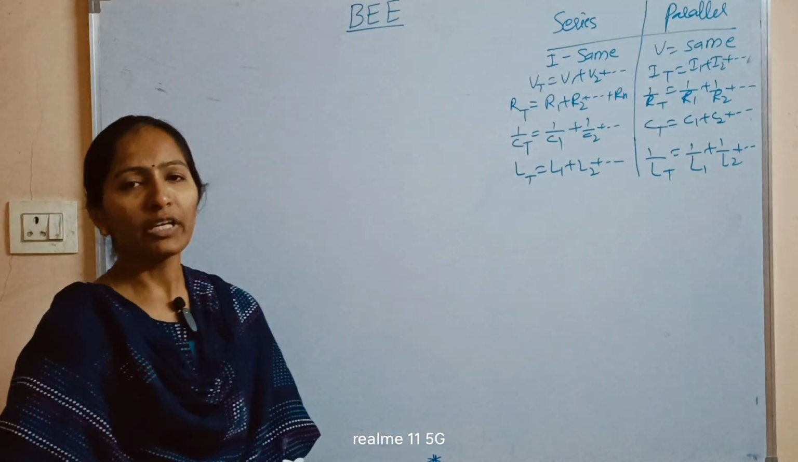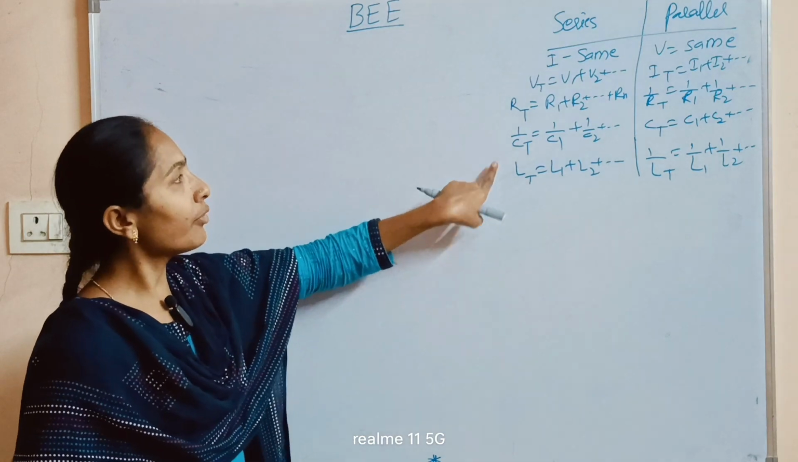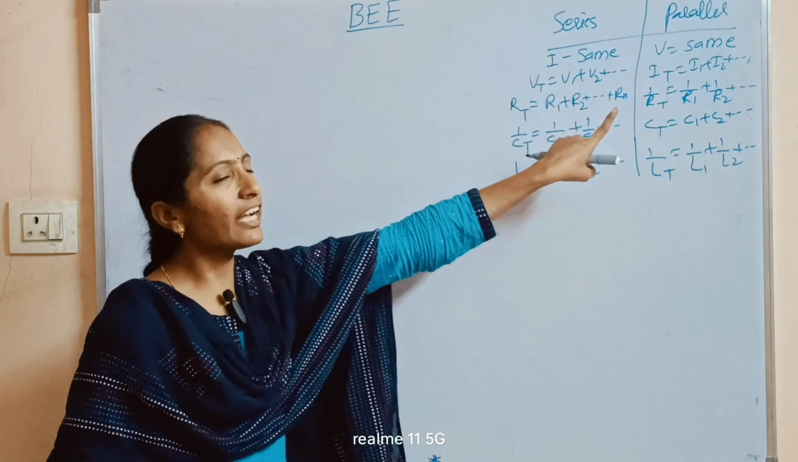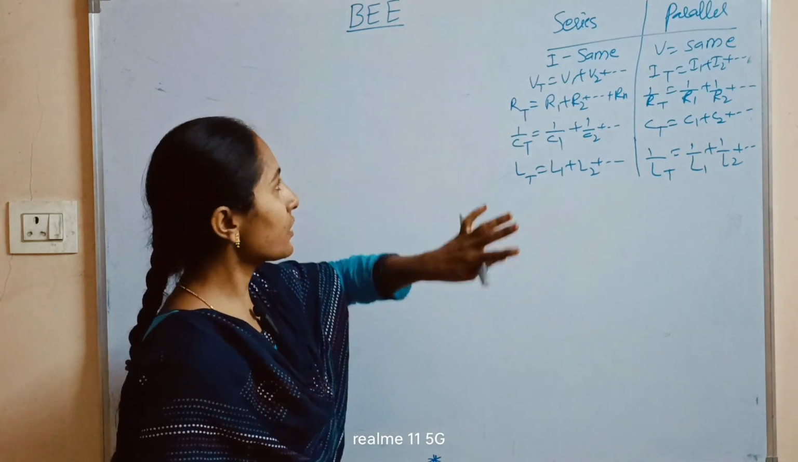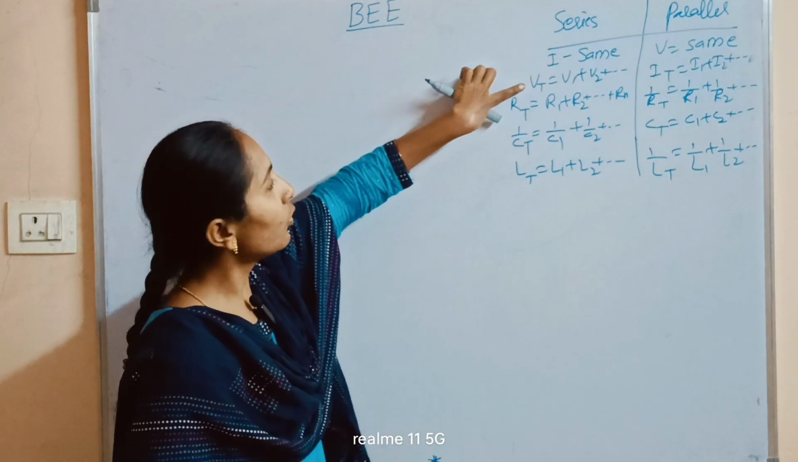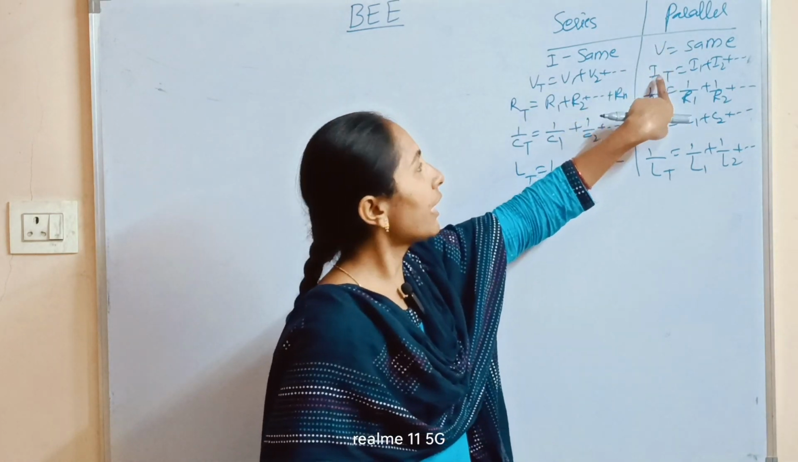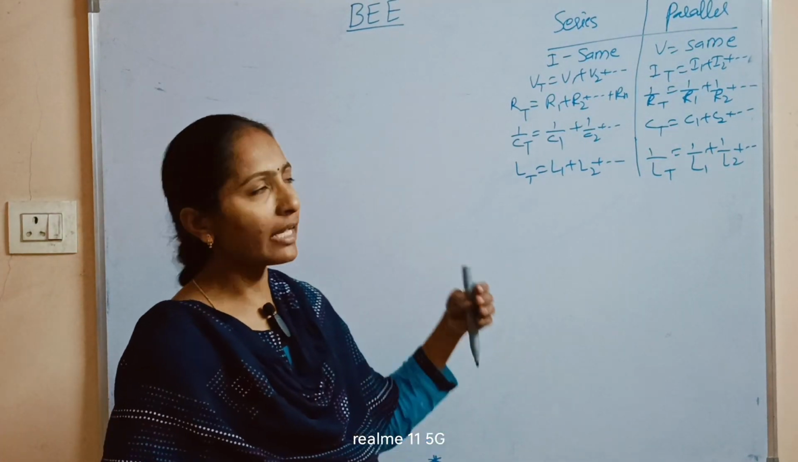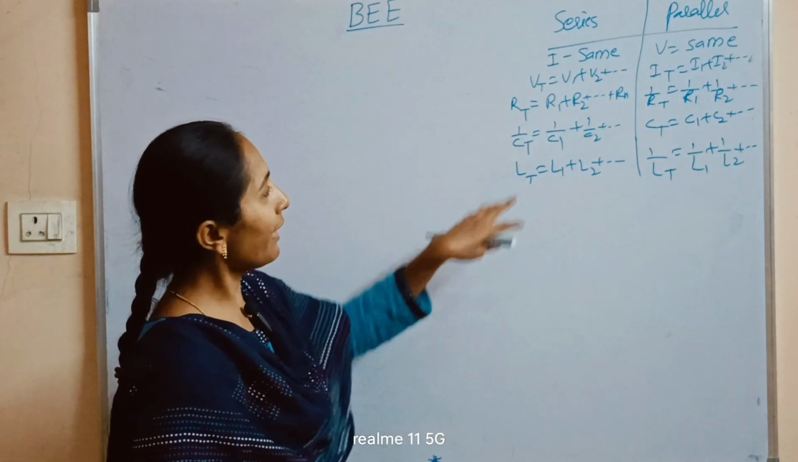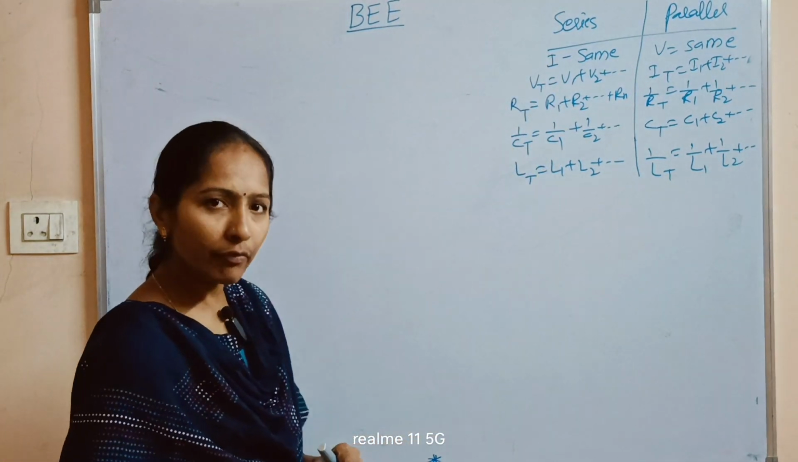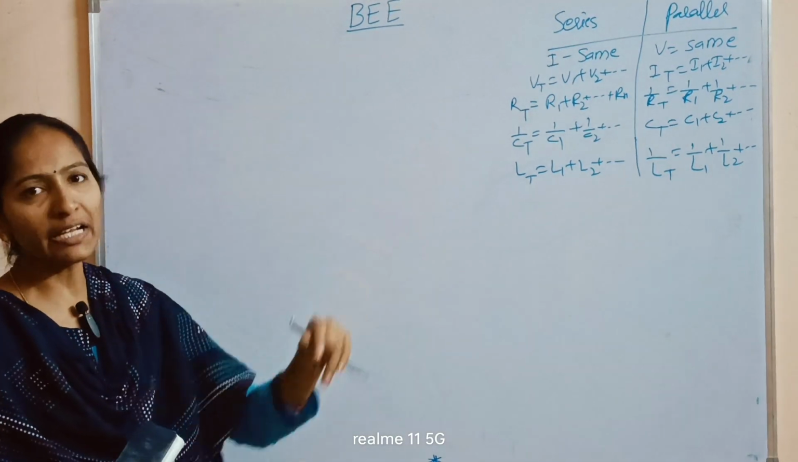In the previous class I discussed series connection and parallel connection of passive elements. In series connection, current must be the same and voltage is divided. In parallel connection, voltage is the same and current is divided, meaning current I total equals I1 plus I2 plus so on. Now based on these formulas, we can solve small problems related to series and parallel.